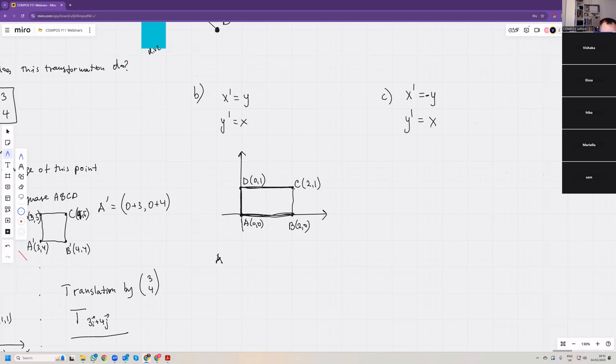So A, which is 0, 0, becomes A dash. Now, the new x is the old y, so that's 0, and the new y is the old x, so 0. Okay, so A dash doesn't change. B, which is 2, 0, becomes, what is B dash?